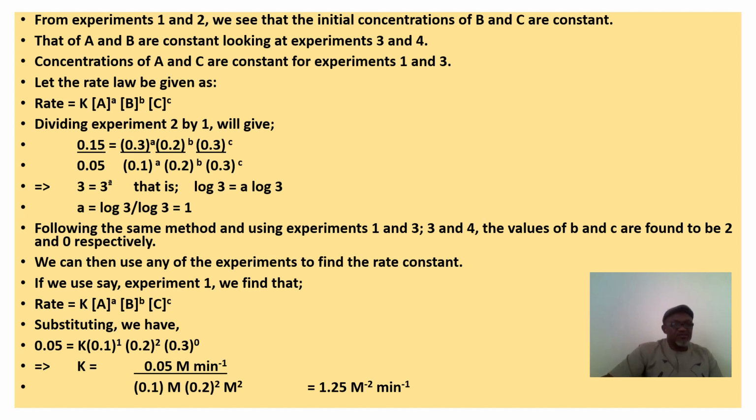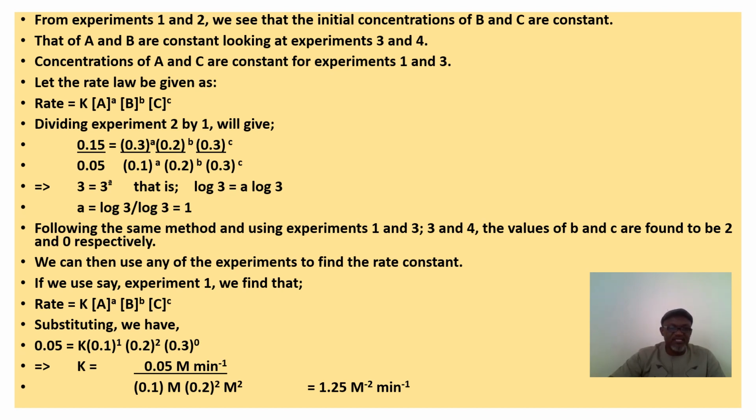So I will need you to pause this video, go back to the table, look at experiments 1 and 3 and also 3 and 4, and solve the same thing we did and see whether you will get 2 and 0 respectively. When we now replace that into our equation, we have rate is equal to k, [A] to power 1, [B] to power 2, and [C] to power 0.